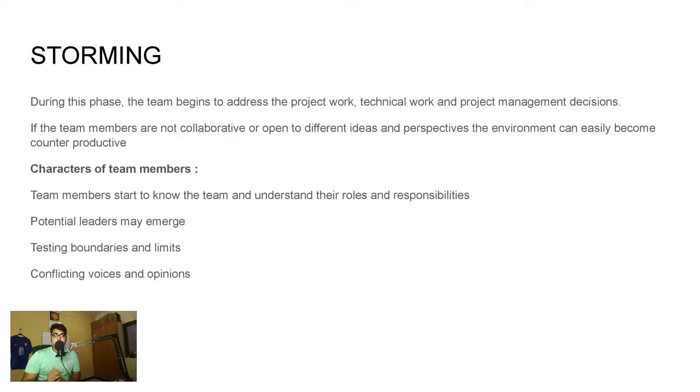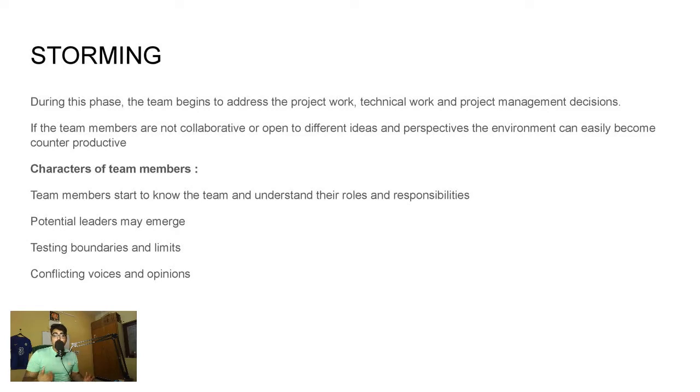The next stage is the storming stage. During this phase, the team begins to address the project work, technical work, and the project management decisions. So here is when the team actually gets started on understanding what the work is, what is expected out of them, and how they can achieve those targets and milestones. Here, the team members may not be necessarily collaborative or open to different ideas. And this is a place where it can easily become a counterproductive environment.